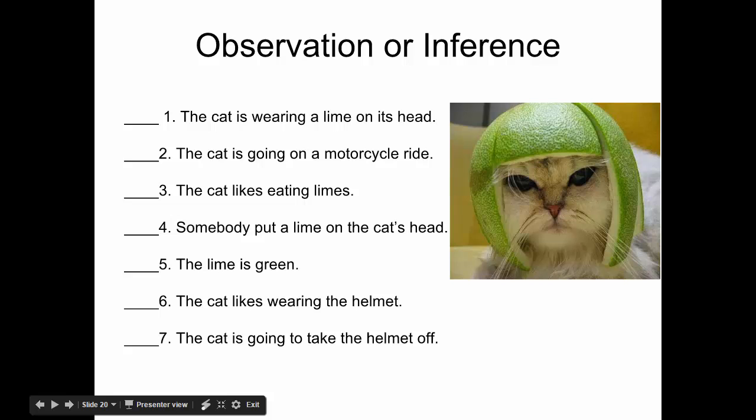I like this one. All right. So if you look at this photograph that Mr. Arcuri took, let's make some observations or inferences. This is his pastime. He dresses up his pets with different types of fruit and takes pictures and posts them online and gets people's discussion going. This cat's wearing a lime on its head. Observation or inference?